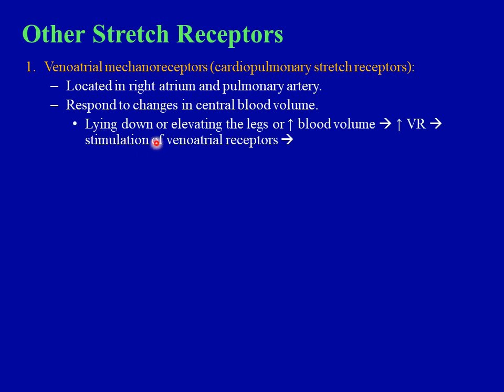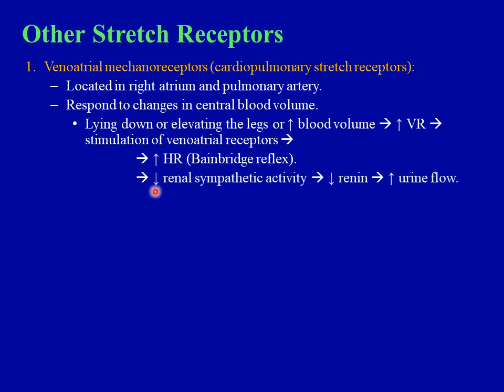Lying down or elevating the legs or increasing blood volume, for example, giving an excessive amount of blood transfusion or intravenous fluid, will increase the venous return, and this will stimulate the veno-atrial receptors. This will lead to an increase in the heart rate, and we call this the Bainbridge reflex.